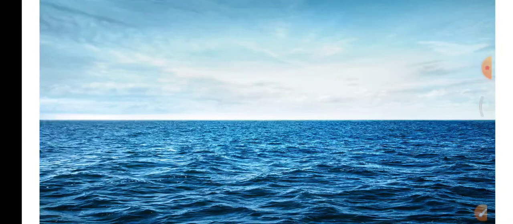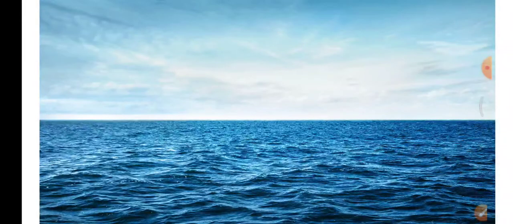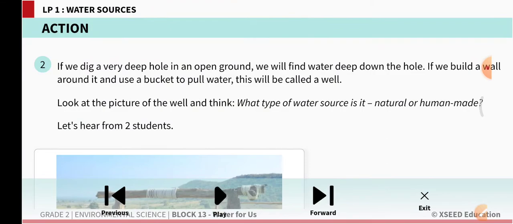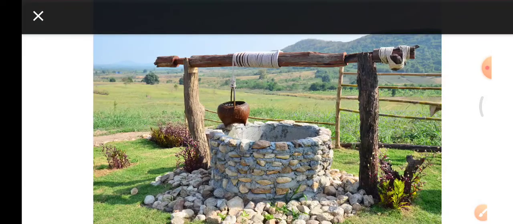Look at this water body. Okay, what kind of water body is this? Is this natural water body or human made? This is a natural water body, and this is a sea. It is called a sea, right? Now, let us look at this picture.